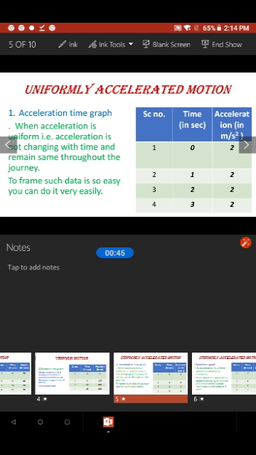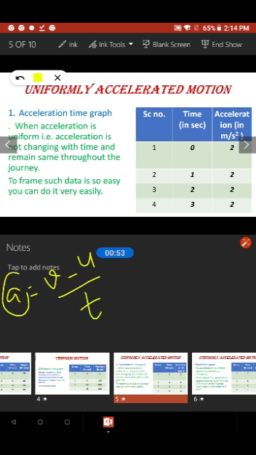Now what is acceleration? Acceleration is v minus u upon t. If acceleration is constant, any number like 1 or 2 or 3 or 4 meter per second square, what does this indicate? That this factor should remain constant. ये factor कब constant रहेगा?